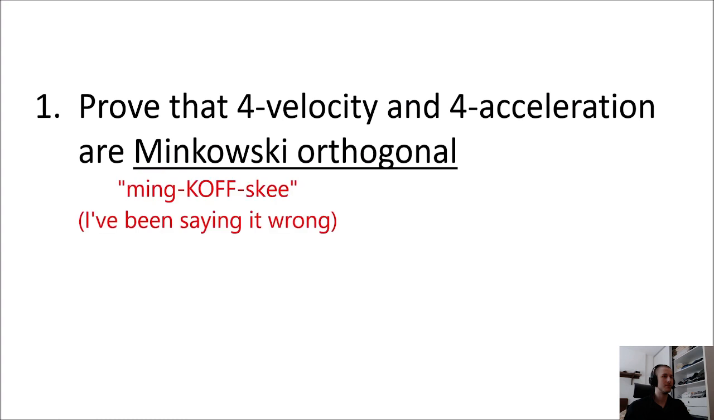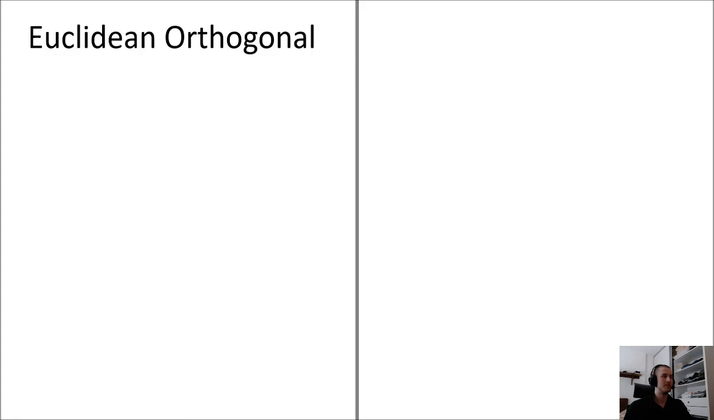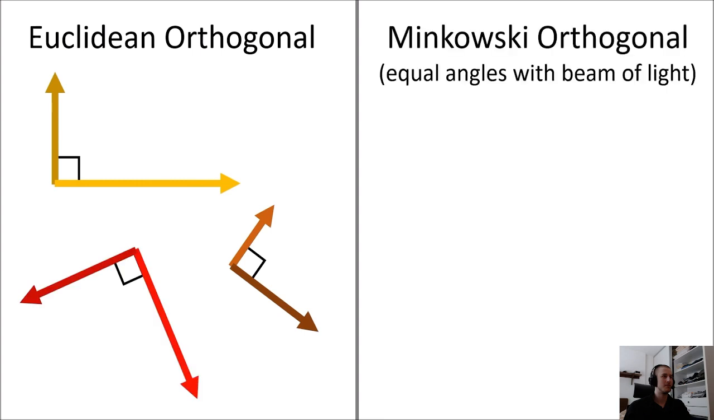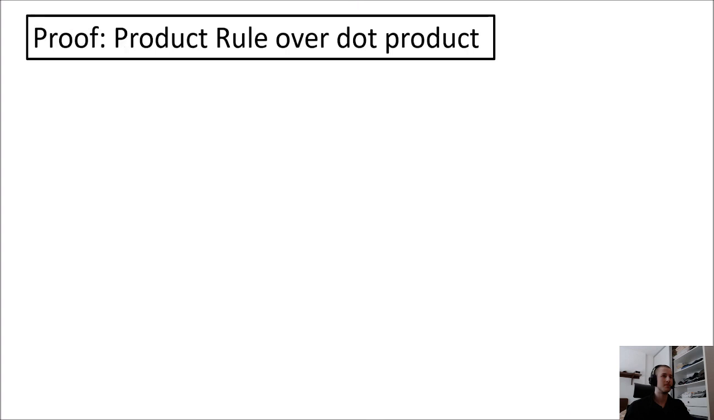The first step is to prove that an object's 4 velocity vector is always Minkowski orthogonal to its 4 acceleration vector. In other words, u dot a equals 0. Remember, the ordinary Euclidean version of orthogonal means that 2 vectors meet at a right angle. But the Minkowski version of orthogonal means that 2 vectors meet at equal angles with a beam of light in a spacetime diagram. The proof is easy.